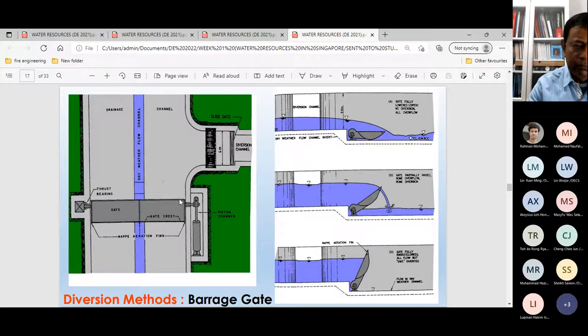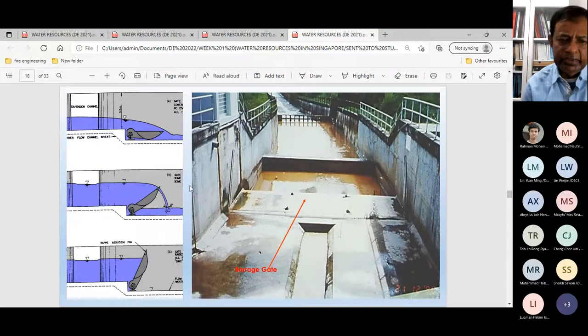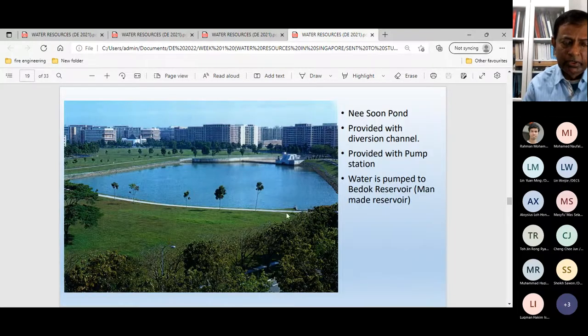Now, I have taken some photographs. You can see that this is what the gate looks like. And the diversion channel is somewhere here on this side. When the barrage gate comes up, it will prevent the water flowing further down the drain, and it will have to find its way. So the water will be diverted, and this diversion water will end up at this pond. This is known as Nishun pond.